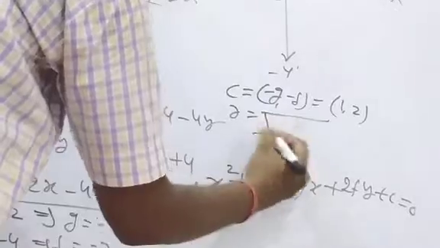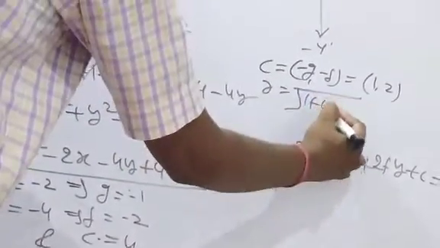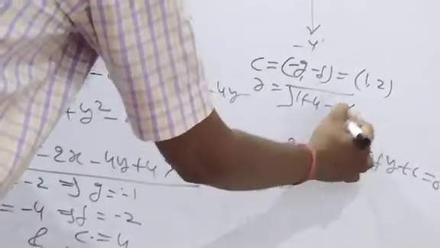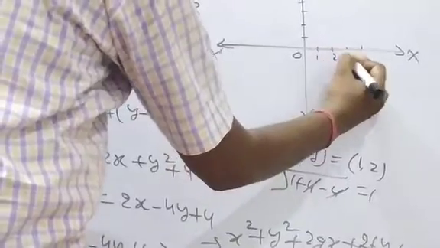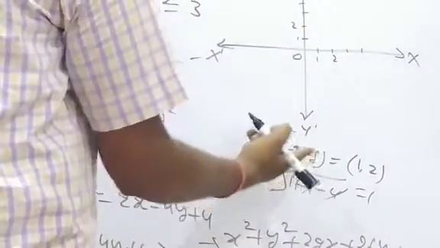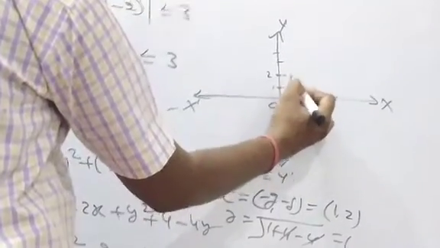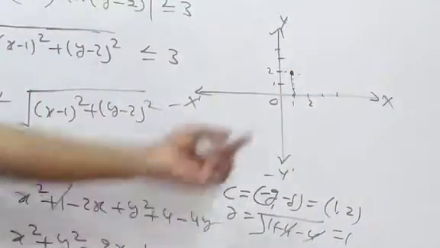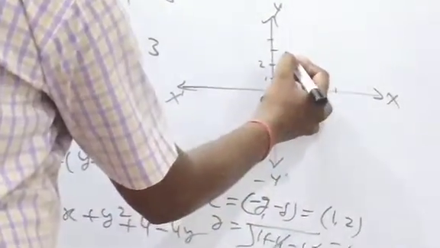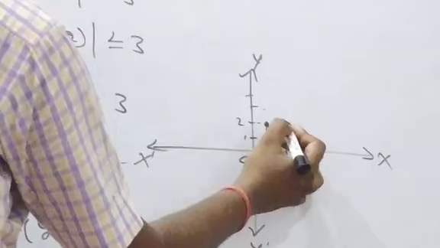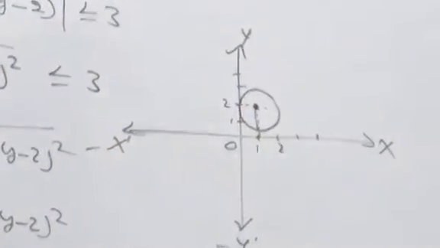Radius is equal to what? Under root g square means 1, f square means 4, minus c 4, that is 1. Now 1, 2, 1 to here. X is equal to 1, y is equal to 2. Clear? Here, this dot point is the center of the circle. Radius is 1, means 1. Clear? Now this is a rough diagram here.